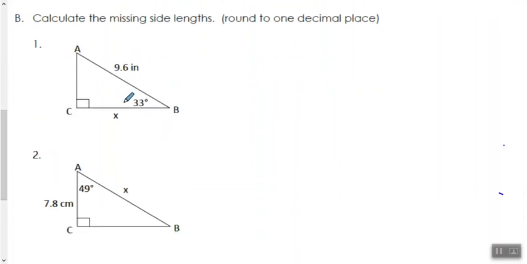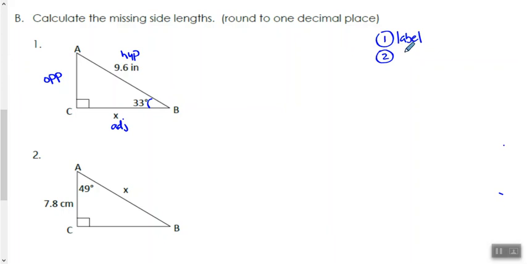For this example, we're going to calculate the missing side lengths, and we're going to round to 1 decimal place. If we remember our steps from last time with our sine ratio, we want to label our triangle first. Here's my angle. Across from my 90-degree angle, the right angle, that's my hypotenuse. This one is my adjacent, next to this angle, and across from it would be my opposite.